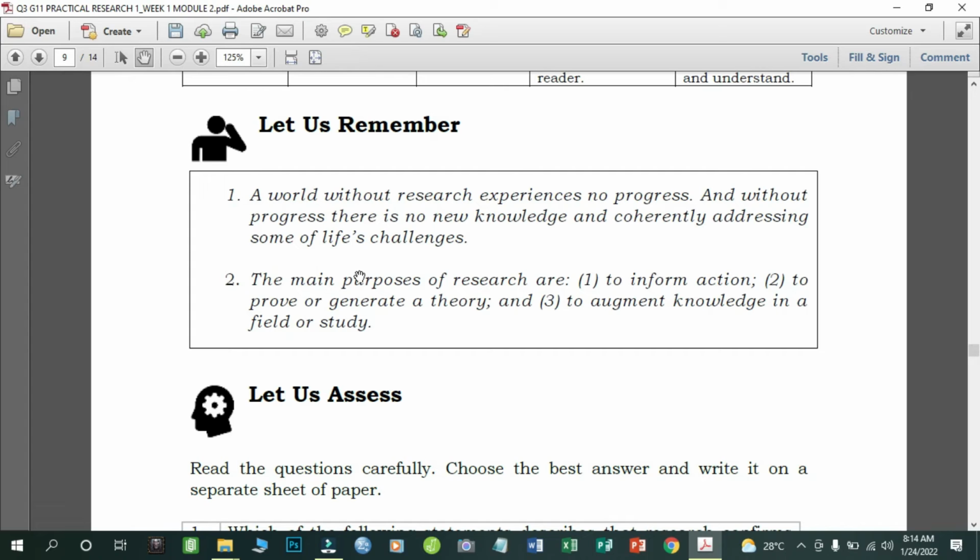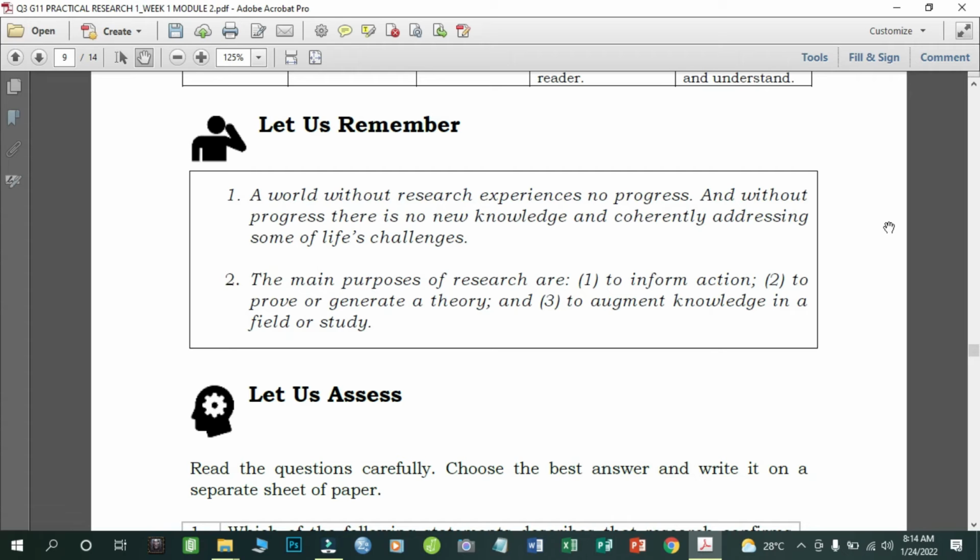A world without research experiences no progress. Again, a world without research experiences no progress. And without progress, there is no new knowledge to address some of life's challenges. That's why research is very important. And number 2, the main purposes of research are: number 1, to inform action; number 2, to prove or generate a theory; and number 3, to augment knowledge in a field of study. I hope you get what we have discussed in this module 2.